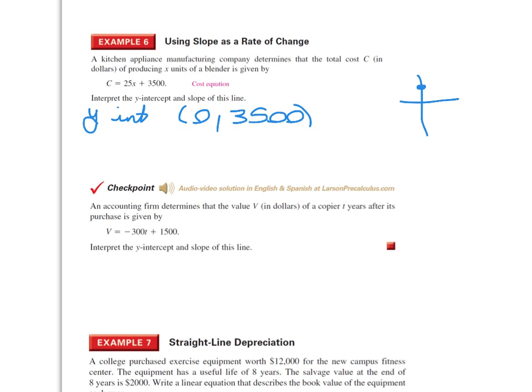So we need to interpret it. We need to understand, what does that tell you? So what that tells you is it's going to cost you $3,500 to make nothing.